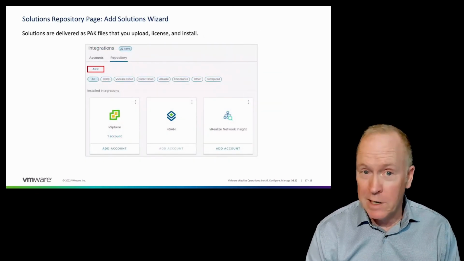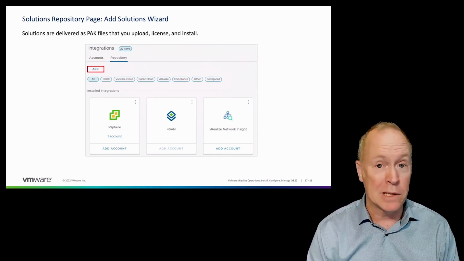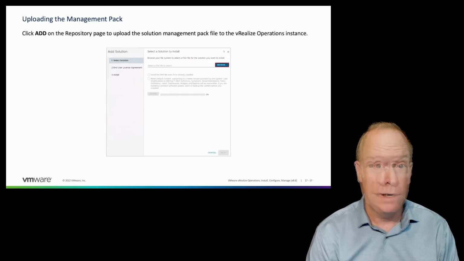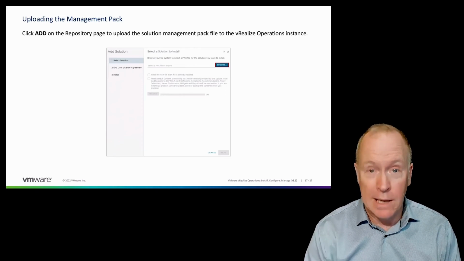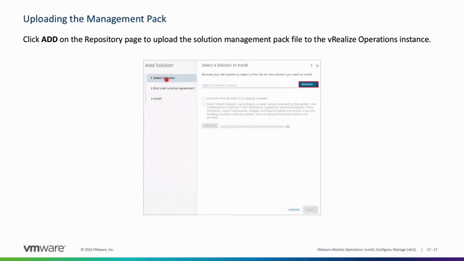Once you've downloaded the .pak file for a management pack, you can install it by going to the integration section, clicking on the repository tab, and clicking on Add. When you click Add to add your management pack, there's a three-step wizard. In step number 1, you are going to browse to the .pak file that you downloaded. So browse to the .pak file. You then need to click the Upload button to upload that management pack file into vRealize operations. There are 2 additional checkboxes here, which we'll talk about in a moment.